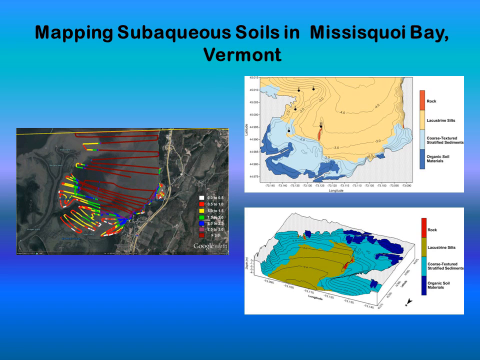The Google Earth image on the left shows the location of radar traverse lines in the interpretive bathymetry. The images on the right are two-dimensional, top, and three-dimensional, bottom, simulations of Missisquoi Bay, which were derived from the GPR data. These simulations show the depth, topography, and identified radar facies.